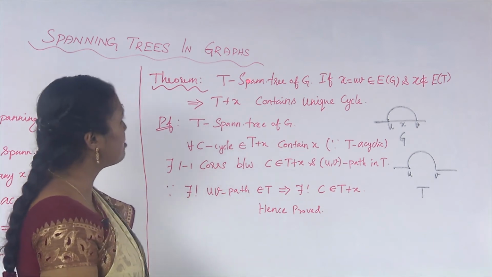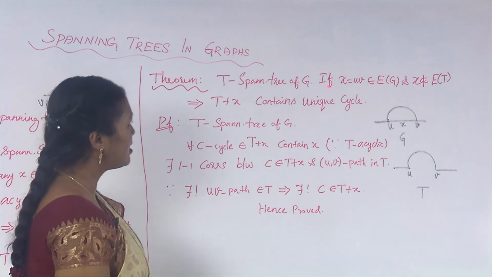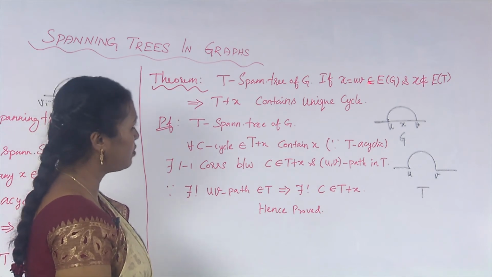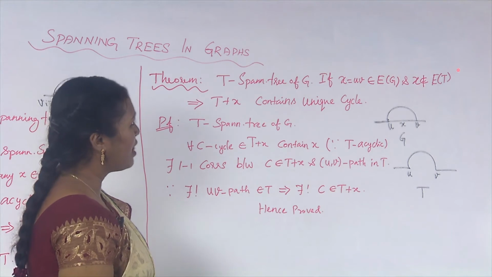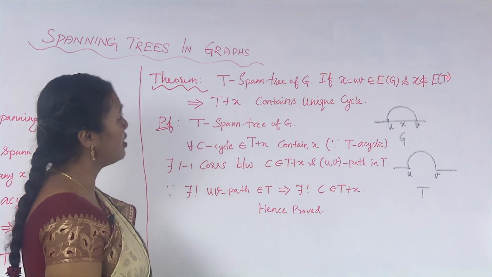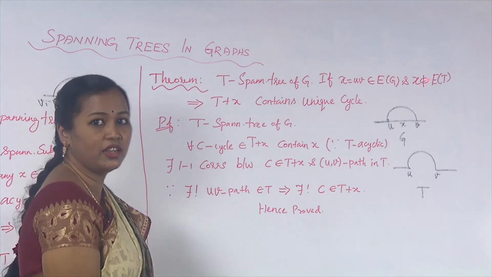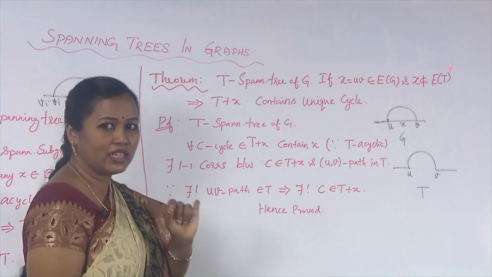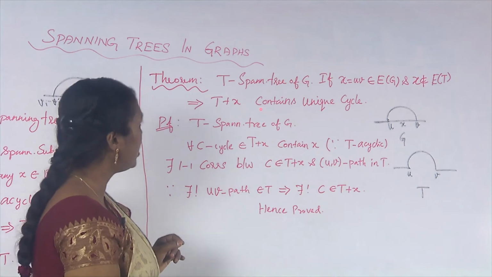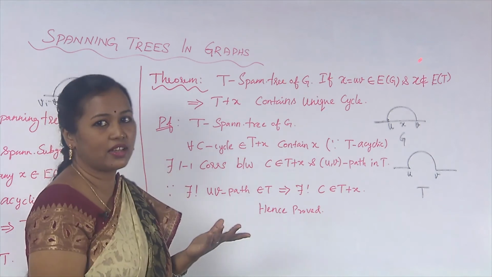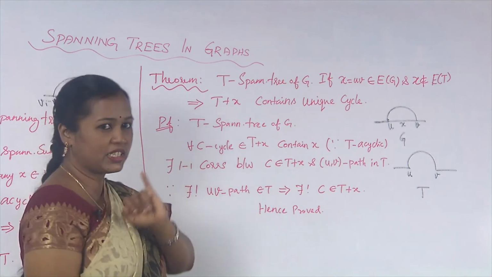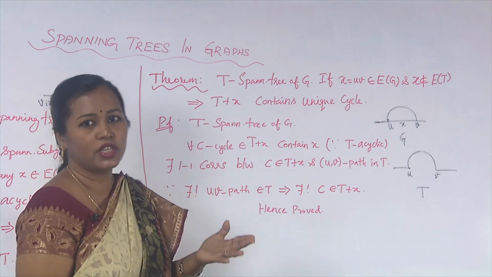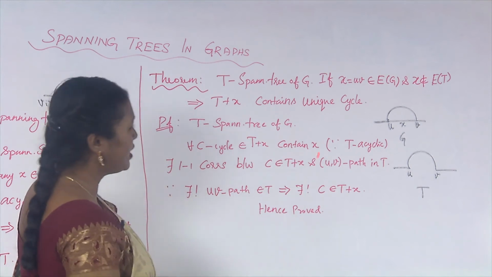So, if T is a spanning tree of G and x equal to uv is an edge belonging to the edge set of G, and this particular edge is not in the spanning tree that we constructed, then T plus x. So, by adding this edge to the original spanning tree, you get a unique cycle. So, we will first prove that it contains a cycle, then we will prove the uniqueness. So, the proof is quite simple.